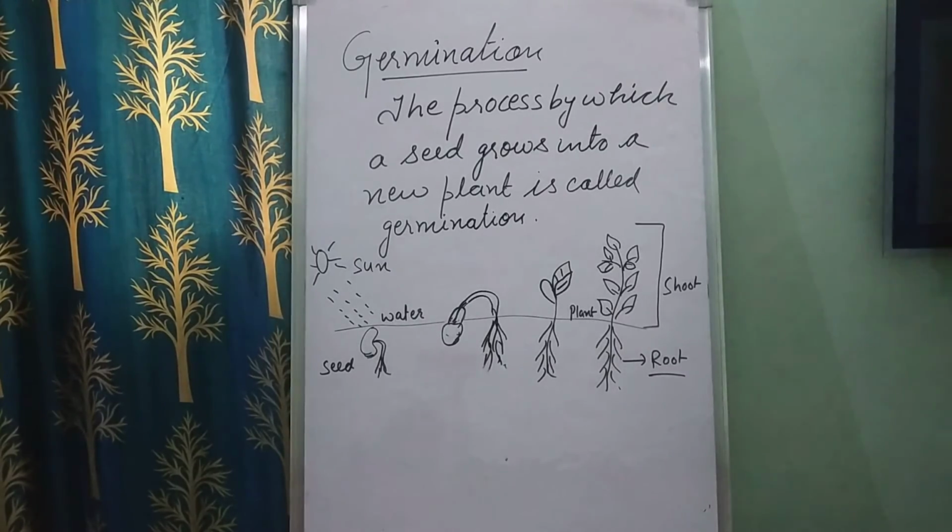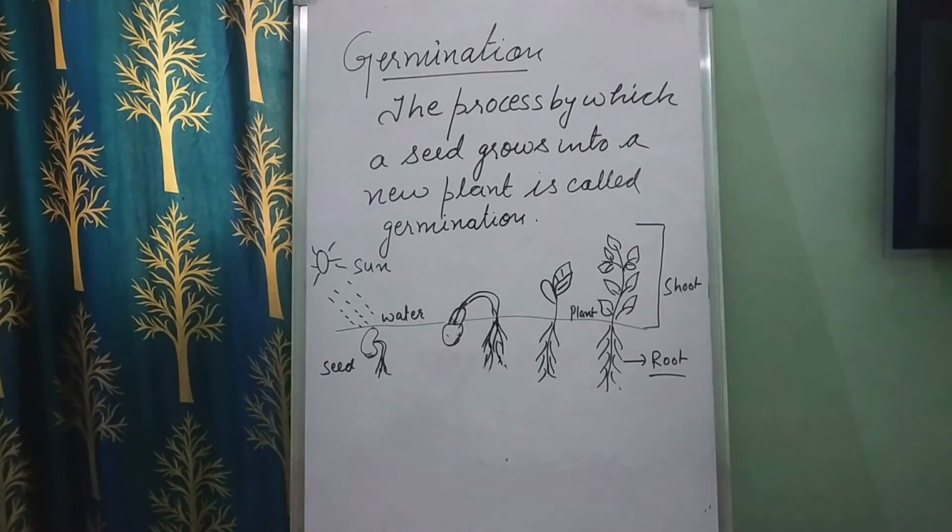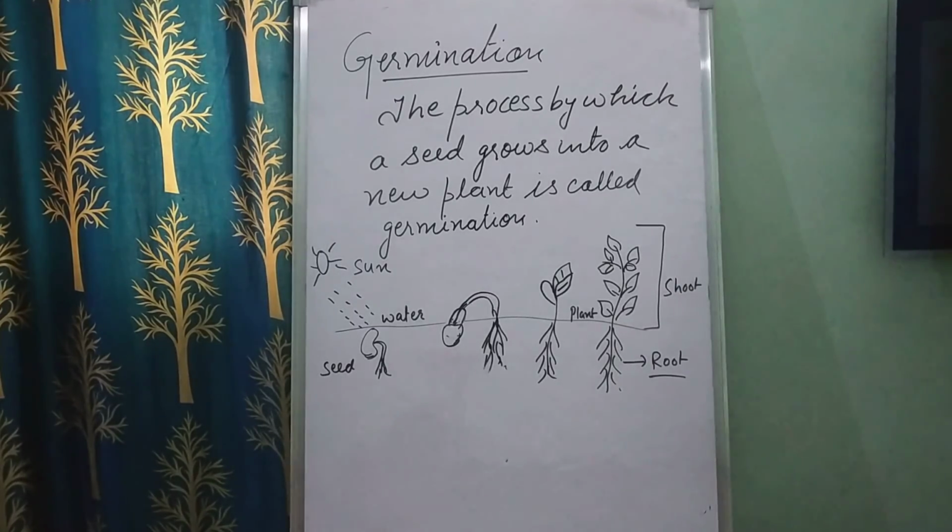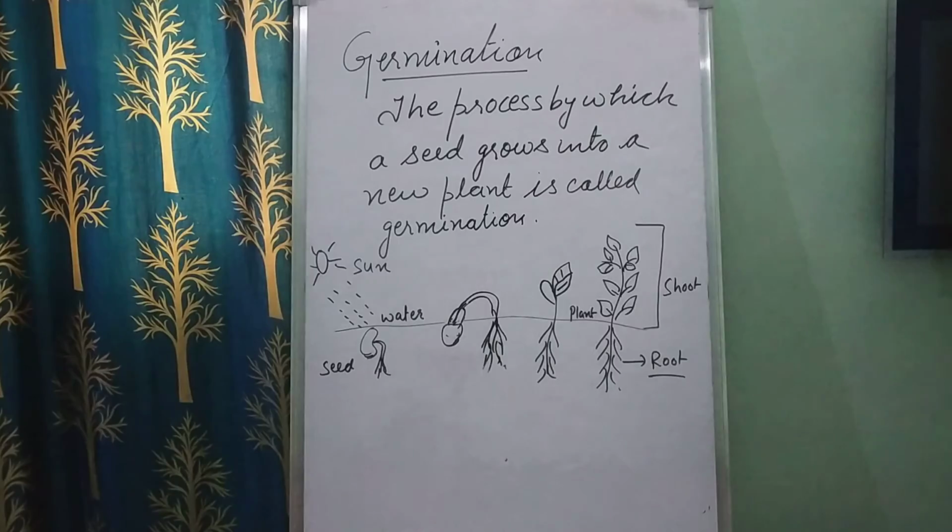Look at the diagram, these are the different stages of germination. When the seed gets air, water and warmth, what will happen? The seed soaks up water. Soaks up water, and the seed coat breaks and the root emerges, right? And the new plant develops the root and shoot.